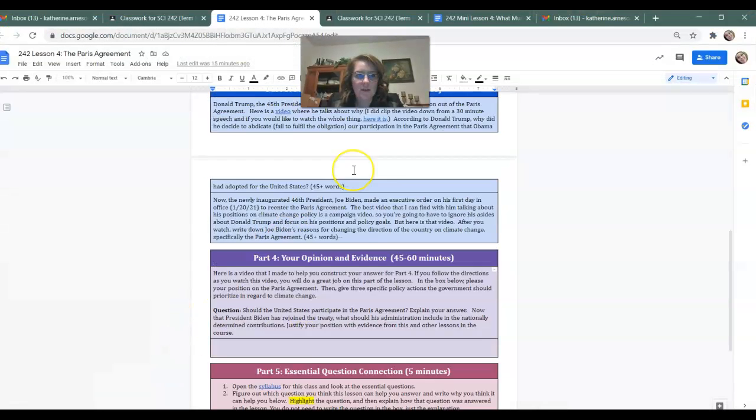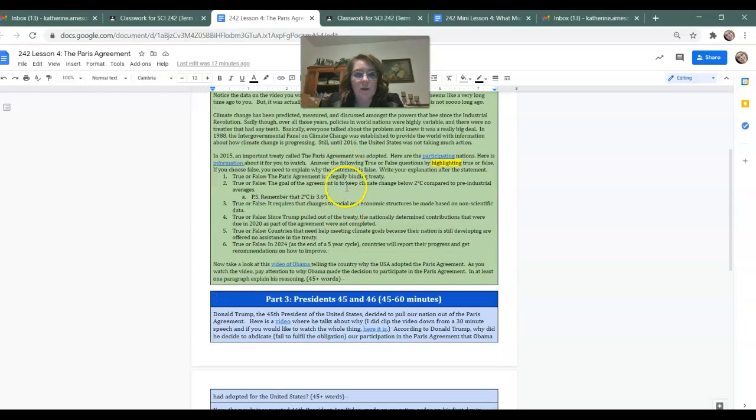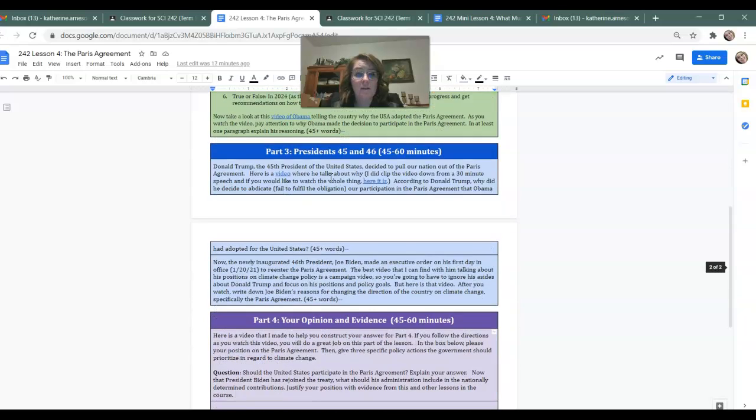So this is for lesson 4 in Science 242. It's about the Paris Agreement. This lesson is supposed to be about a current event that's really important that just happened a few days ago, because we got a new president in the United States. And so there's parts 1 through 3, which are about the history of this Paris Agreement.